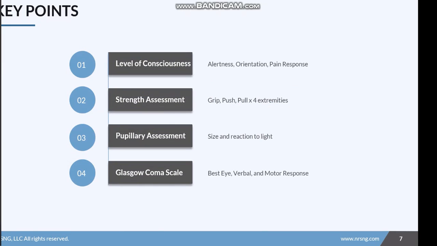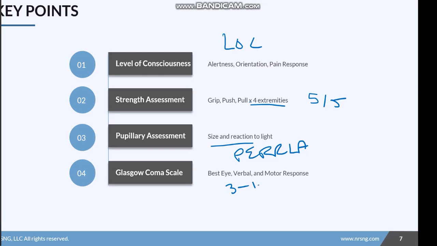So those are our basic neuro assessments that we'll do for every patient. We assess their level of consciousness by checking alertness and orientation and response to stimulus. Then we'll check their pupils, and the size, reaction to light. We want to see that they have a full PERRLA. We're going to check their strength on all 4 extremities and give them a score out of 5. And then we're going to check our GCS, our Glasgow Coma Scale, and give them a score from 3 to 15.